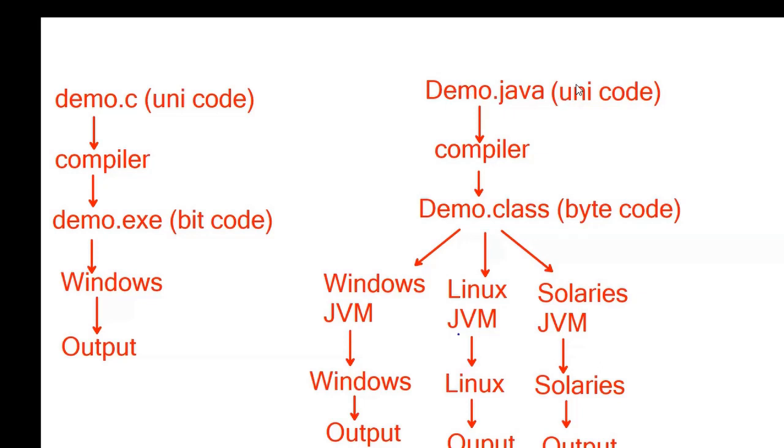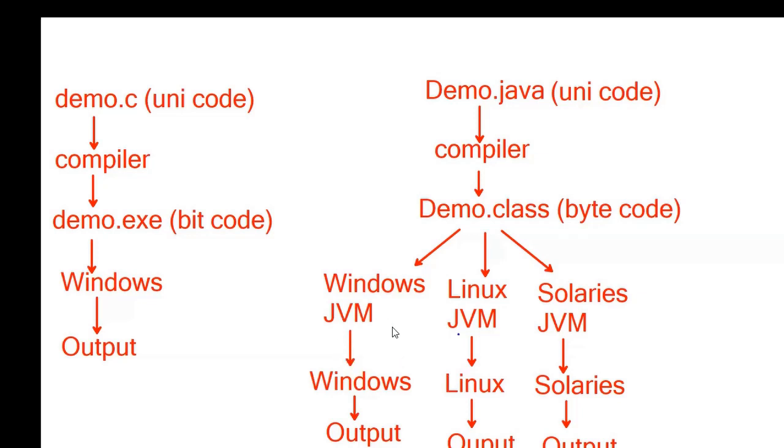Here, conversion from Unicode to bytecode is done with the help of the compiler. Two conversions happen here. One is by the compiler, which converts Unicode to bytecode, and then bytecode to bitcode conversion happens with the interpreter. Unicode to bytecode is one conversion with the compiler, and bytecode to bitcode is converted with the help of the interpreter.